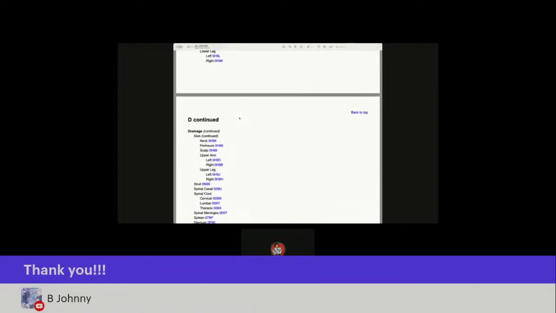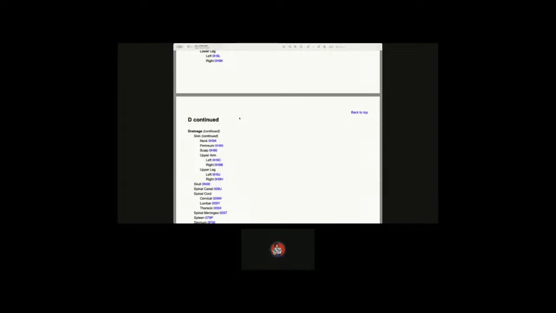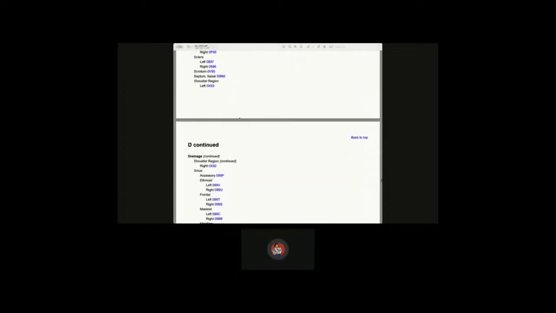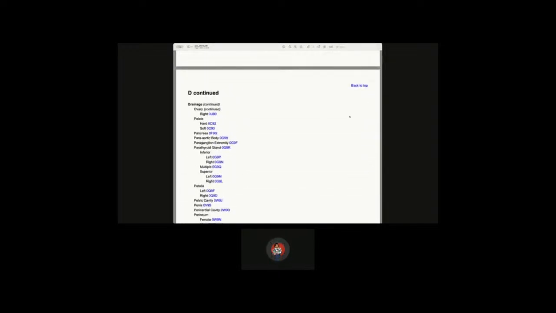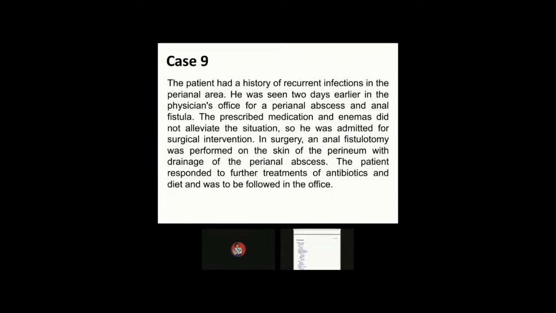So let me go back. Is that where I wanted to go? Now I'm thinking I've got to go back to the scenario. All right, so it was drainage of a perianal abscess.